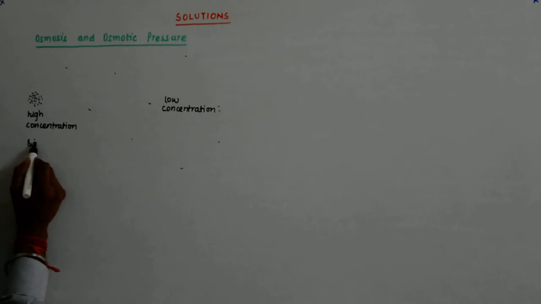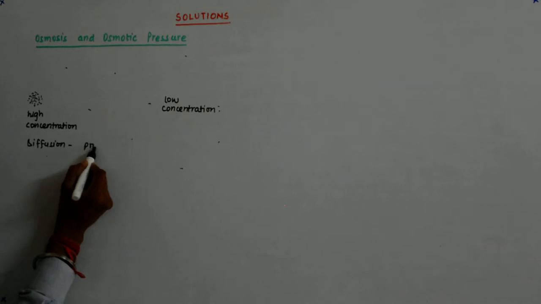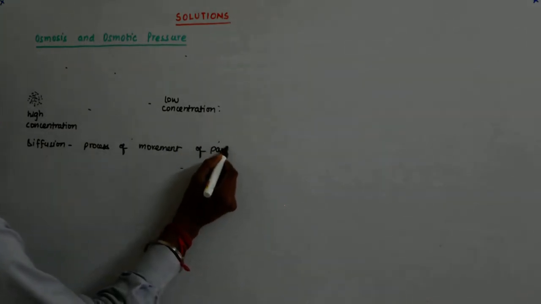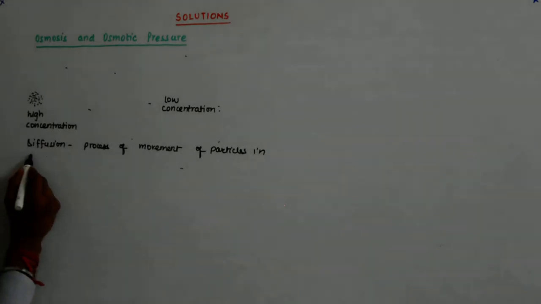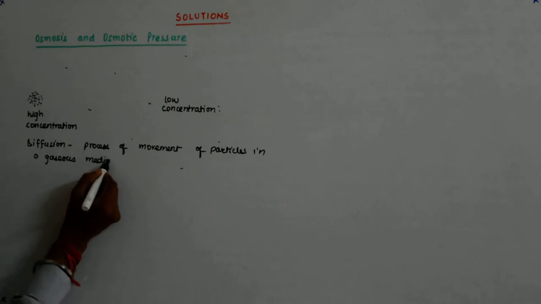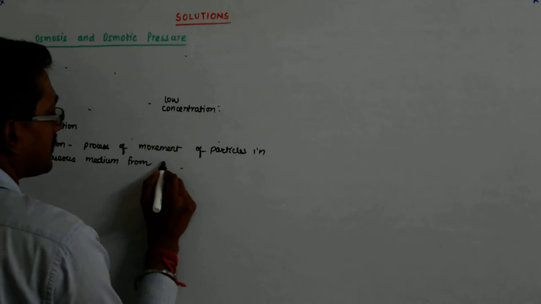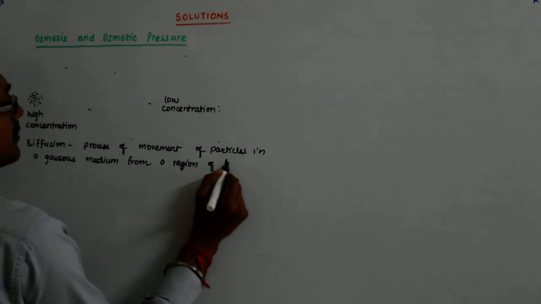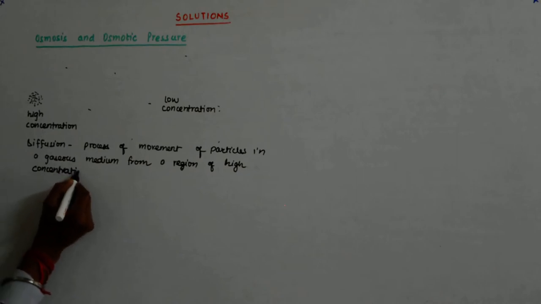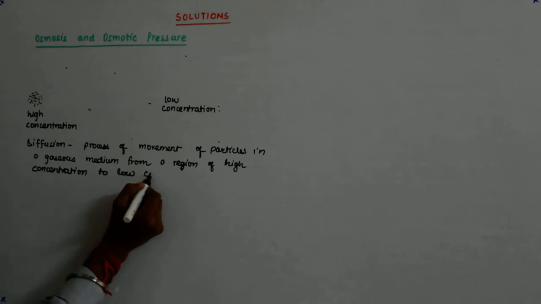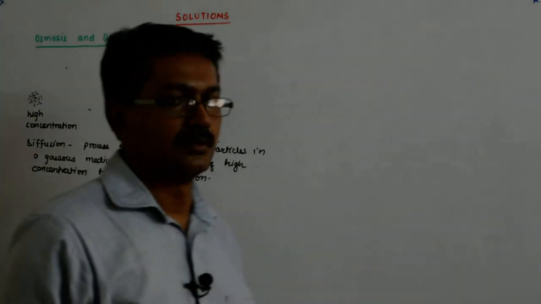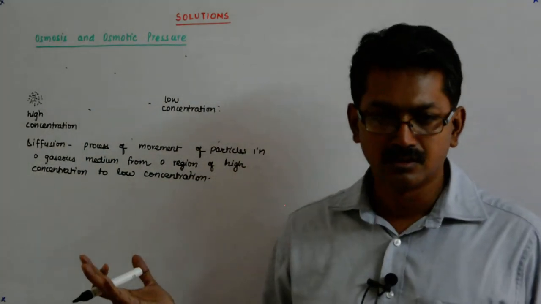So diffusion is a process of movement of particles in a gaseous medium from a region of high concentration to low concentration. In this region, the perfumed particles were in high concentration, they moved into the region of low concentration, fine.